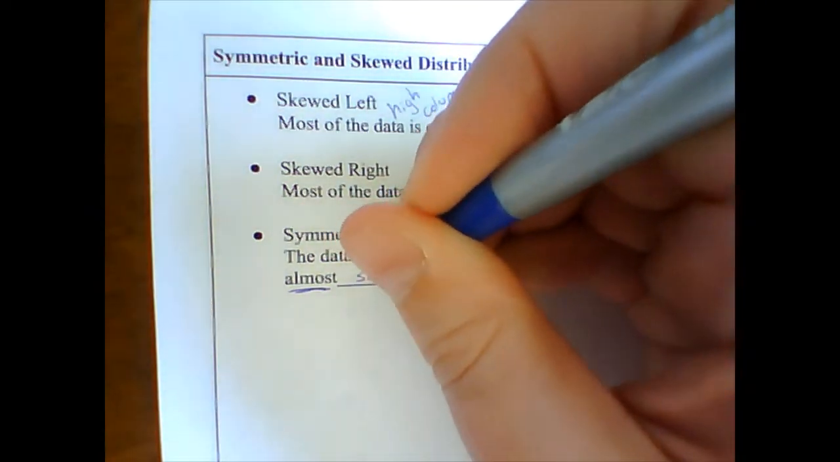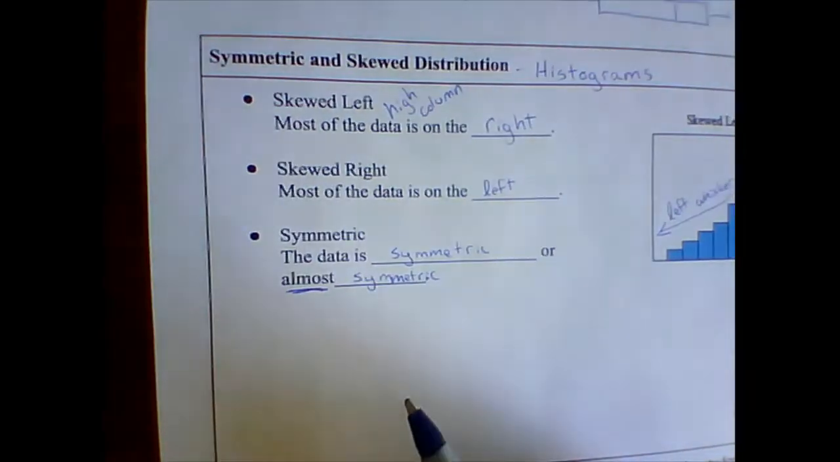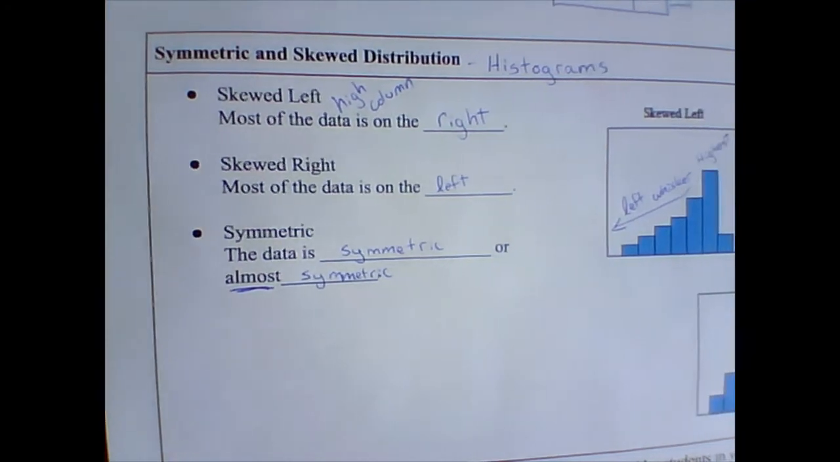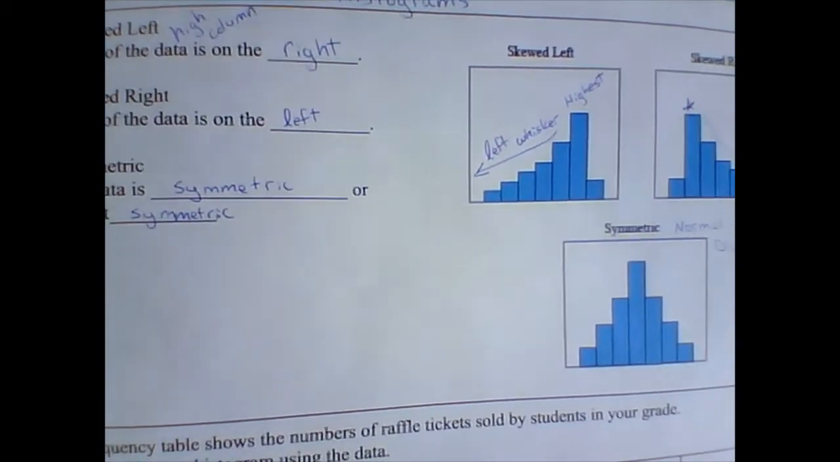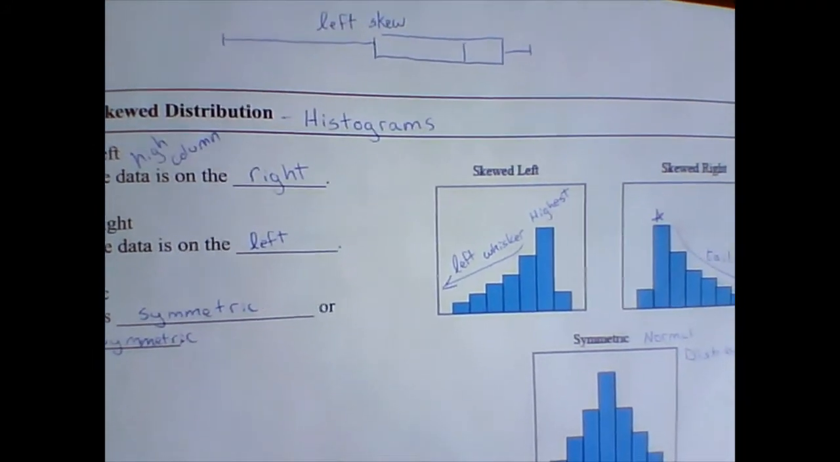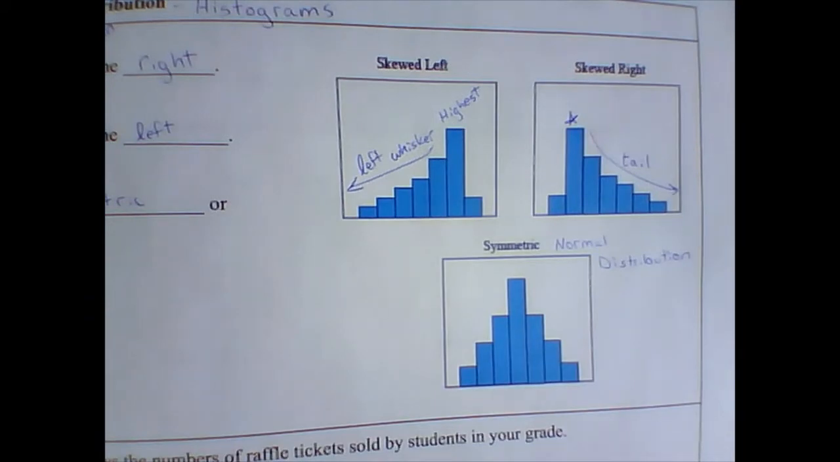It doesn't have to be perfect. Okay, this one you kind of eyeball. This one's not an exact math. Okay, and that's how you find distribution on histograms. So find the highest tower, and then find which side goes the furthest going away from the tower, and that's the left or the right side.